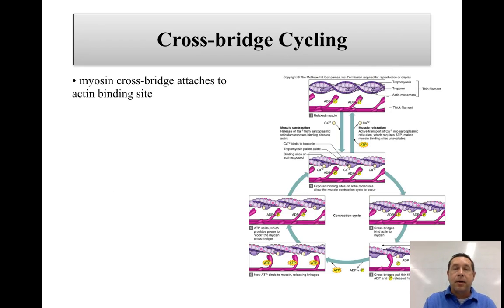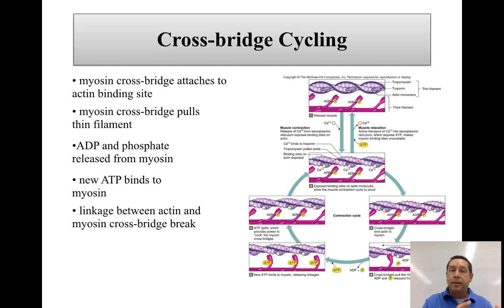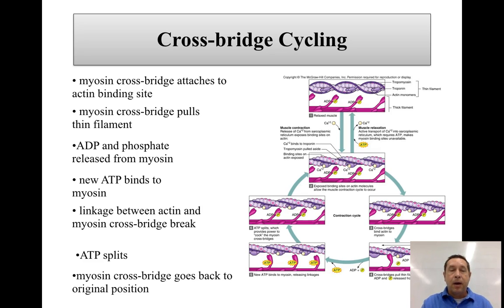Once the myosin cross bridge is attached to the actin binding site, now we've got the two fibers connected. Then the myosin cross bridges are going to go through what's called the power stroke, and they're going to pull the thin filaments in. This requires ATP. ADP and phosphate are then released from the myosin, and a new ATP is going to bind to the myosin. That's going to break the bridge between the actin and myosin and allow the muscle fiber to relax. So ATP is used to contract and relax the cell, and this is how things go back to the normal position. You can see all this in the diagram. You can also see the diagram in your textbook.